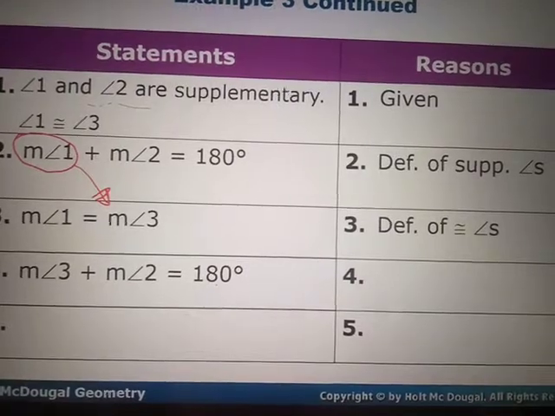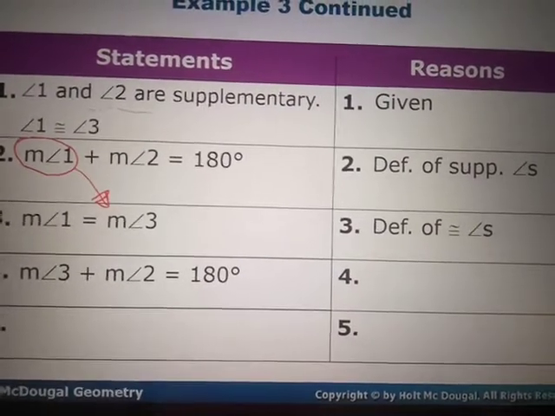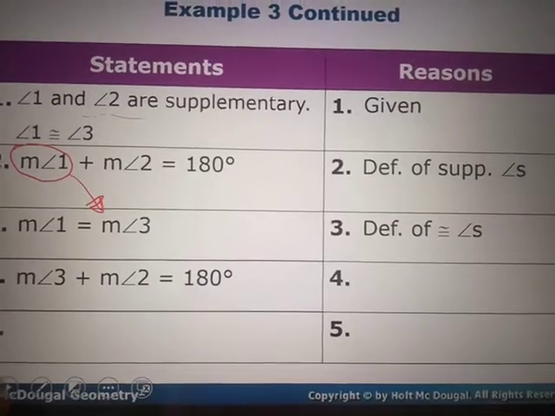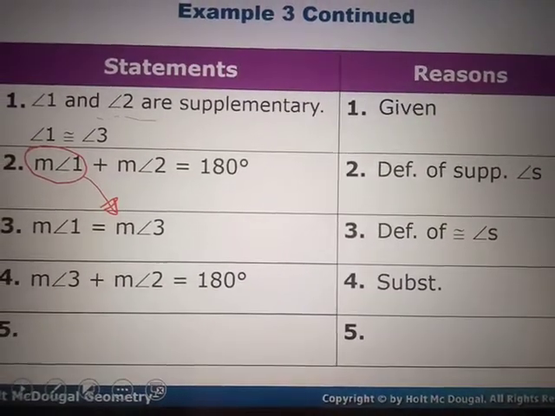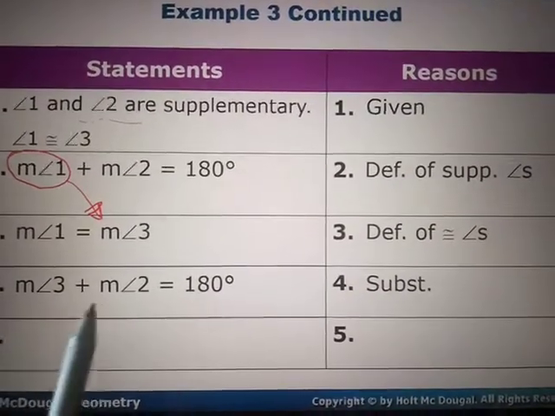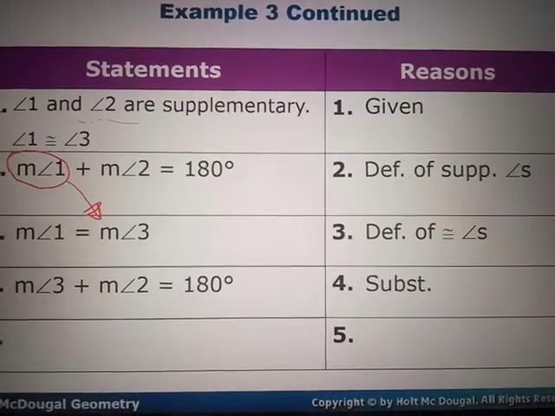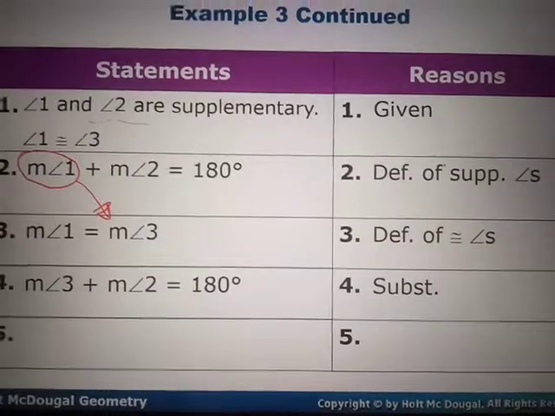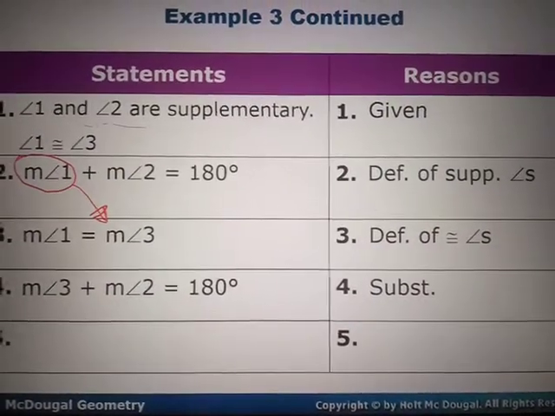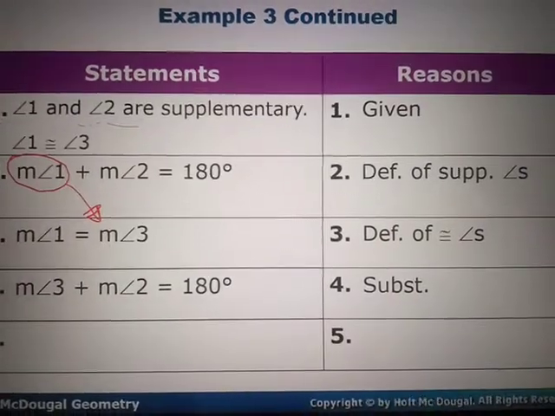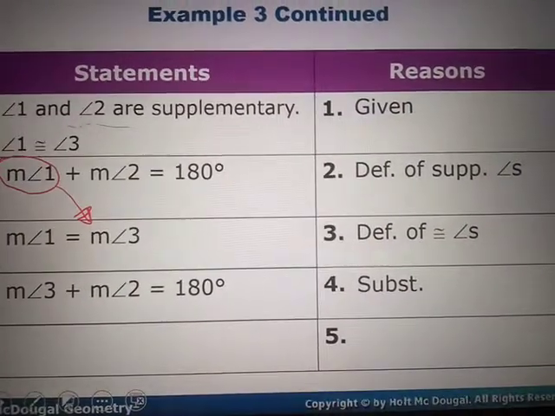From where you understood this? This is substitution. If the summation of two angles equals 180, then they are supplementary. So angle 3 and angle 2 are supplementary. From where? From definition of supplementary angles. Okay.